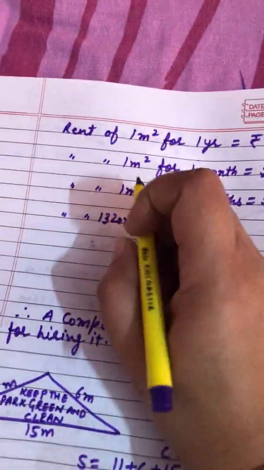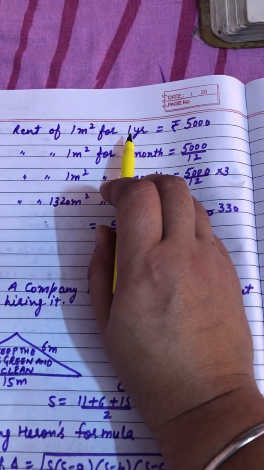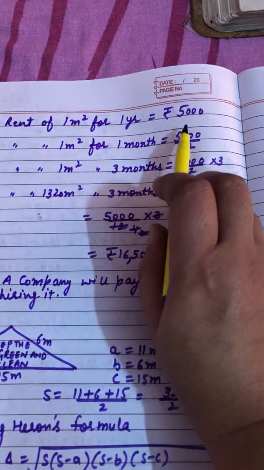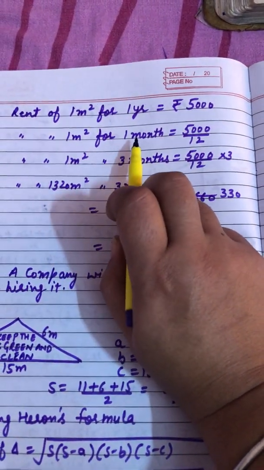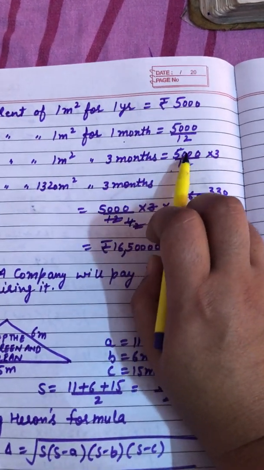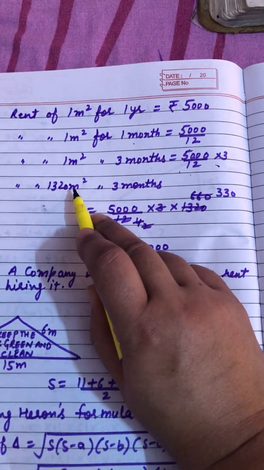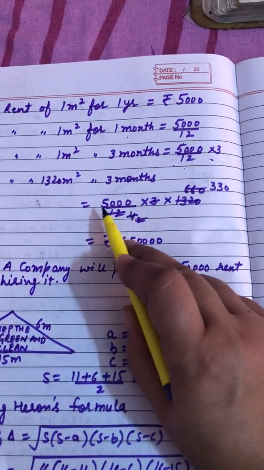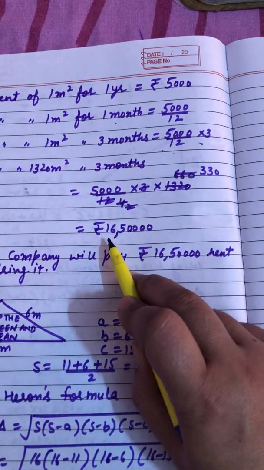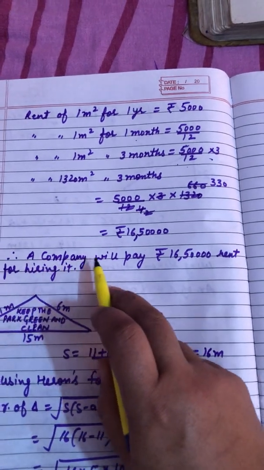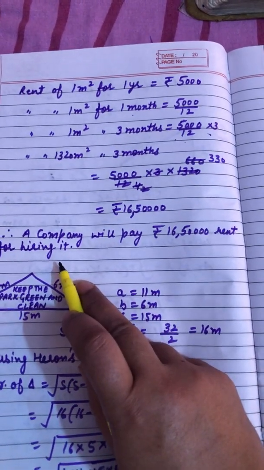Now it is given that if the company hires this wall for 1 year, for an area of 1 meter square, it has to pay 5,000 rupees. But the company hired it for 3 months. So first of all we'll find for 1 month by the unitary method, 5,000 by 12, then for 3 months, 5,000 by 12 into 3. Now the area is not 1 meter square, the area of the wall has come to 1320 meter square. So what will be the rent? 5,000 upon 12 into 3 into 1320. After solving we get the rent as 16,50,000 rupees. So therefore the company will pay 16,50,000 rupees rent for hiring it.